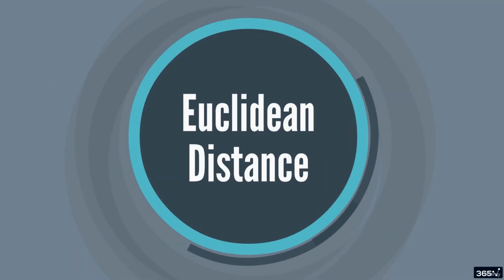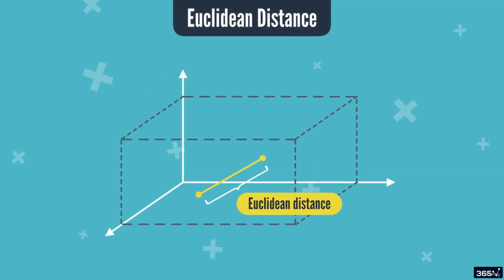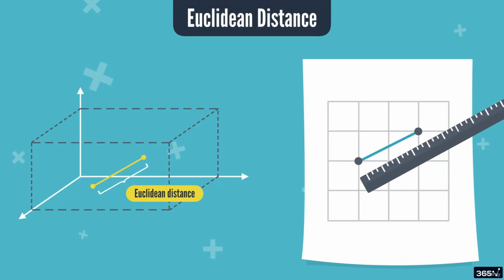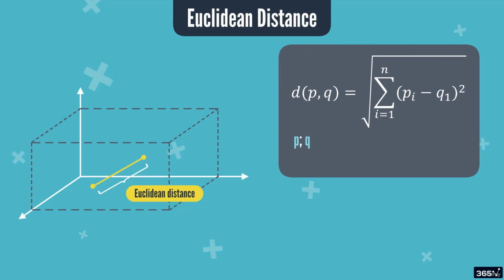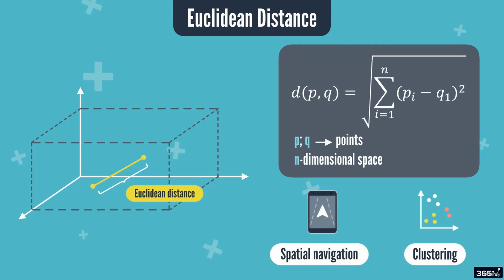Let's start with the first one, Euclidean distance, probably the most common metric. This metric measures the straight line distance between 2 points in space. It's akin to using a ruler to measure the distance between 2 dots on paper in a two-dimensional space. Mathematically, for points P and Q in an n-dimensional space, the Euclidean distance is defined as the square root of the sum of the squared differences of the 2 points. This metric is particularly useful for applications where the actual physical distance is important, like spatial navigation or clustering.